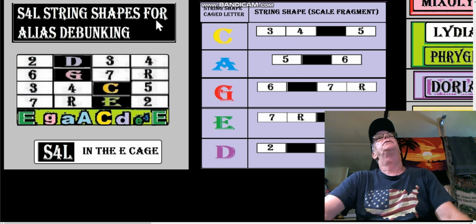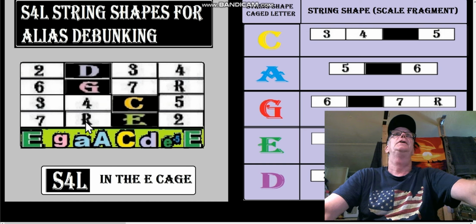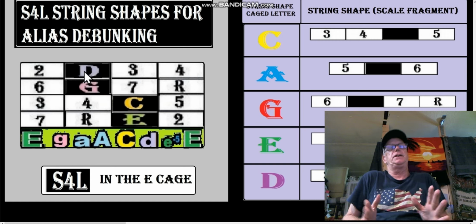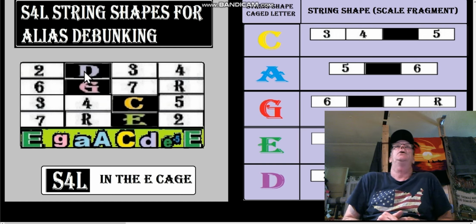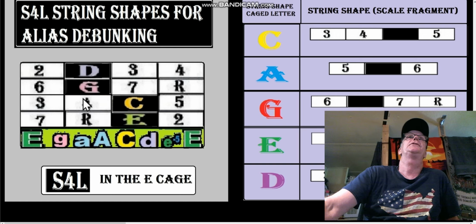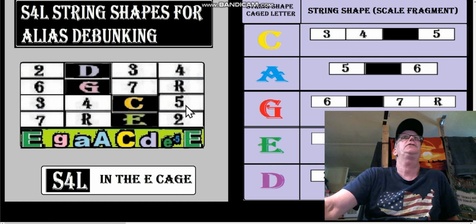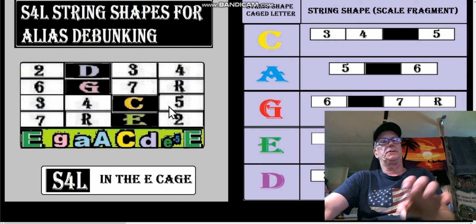Is the S4L string shapes for alias debunking. What are aliases? Aliases is these little string shapes here. The E shape's aliased with the C shape, and the G shape is aliased with the D shape. The A shape doesn't alias with anything if you get the shape right. You know, if you're trying to play a C shape and you just play a 4/5, it may sound good, but if you think that's an A shape, then you're going to think it's 5/6, not 4/5. That's not aliasing. That's just getting the string shape wrong.